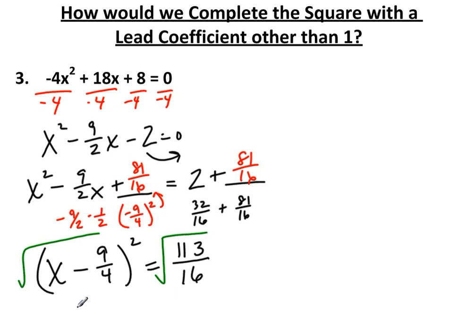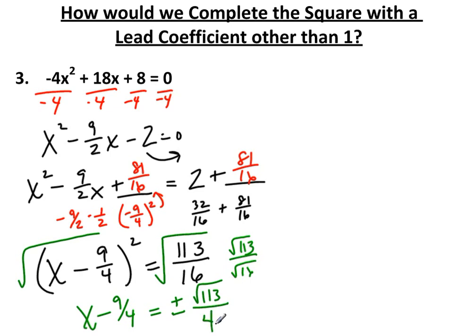I'm going to get x minus 9 over 4 equals plus or minus. Now when I split these up, because remember, you can rewrite this as the square root of the numerator over the square root of the denominator, the numerator does not simplify, but the denominator, nicely enough, becomes a 4. So I'll move this up here for you.